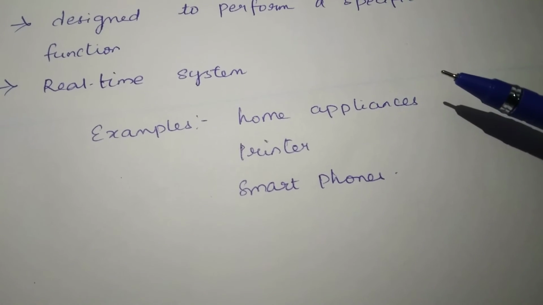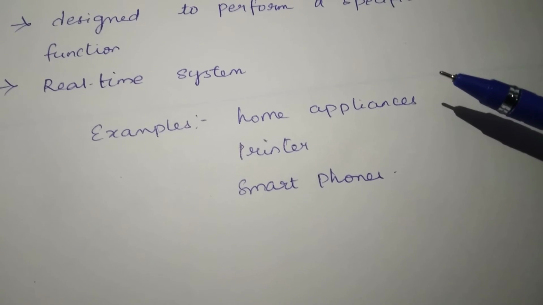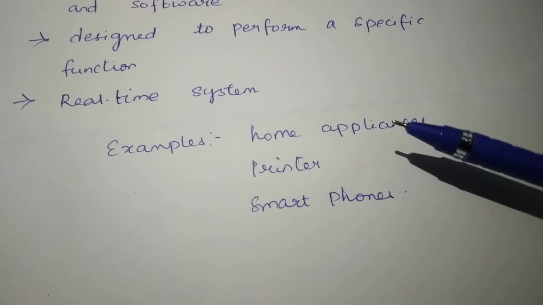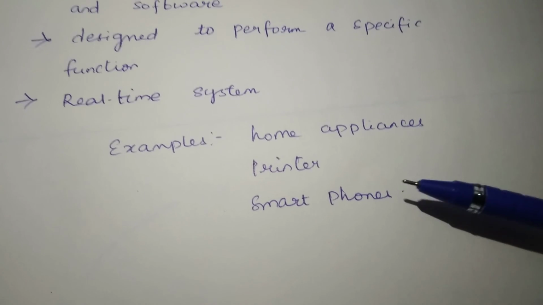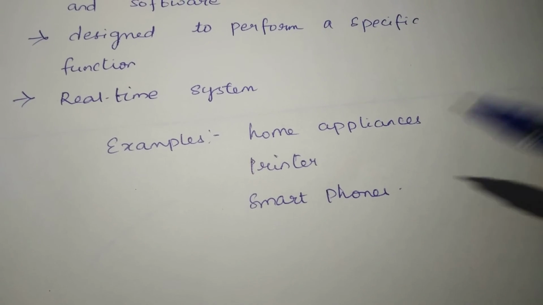You can see examples of embedded systems such as home appliances. Most used home appliances such as washing machine, microwave oven, and printer are examples of embedded systems. Smartphones are also examples of embedded systems.